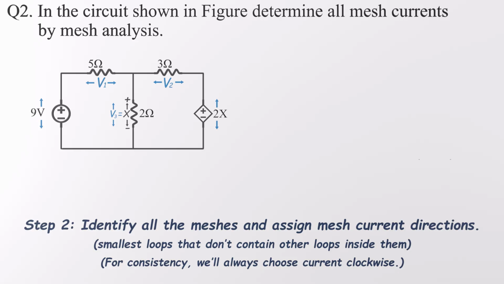Remember, meshes are the smallest loops in the circuit, and in this case, we've got 2 of them. Each one will get its own KVL equation. Now it's time to assign mesh current directions. While the direction is totally up to us, I'll go with the standard clockwise direction for both. It's consistent, neat, and makes the math a whole lot easier later on.